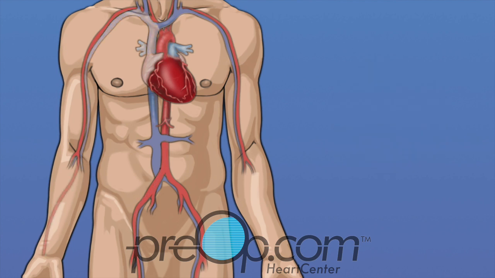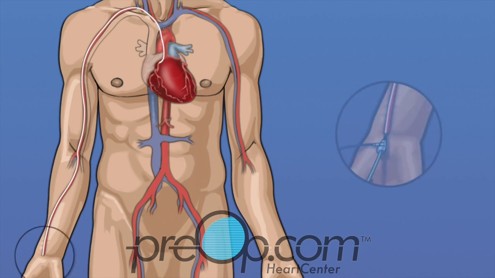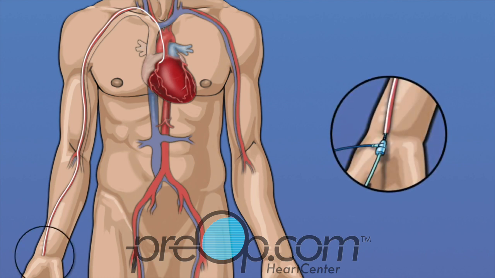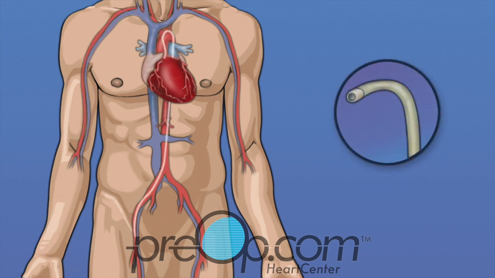The radial artery in the arm is another site where a catheter can be placed. The catheter is inserted at the wrist, then guided to reach the heart. Which artery is selected for the procedure depends on your personal situation and the experience and training of your cardiologist.